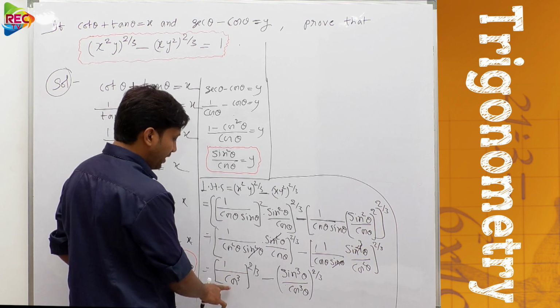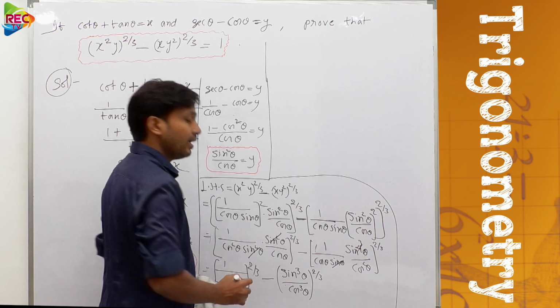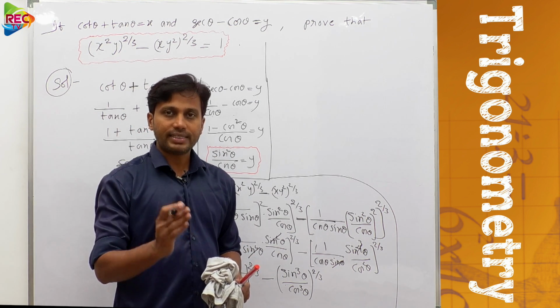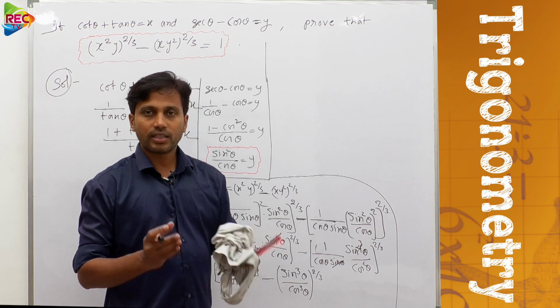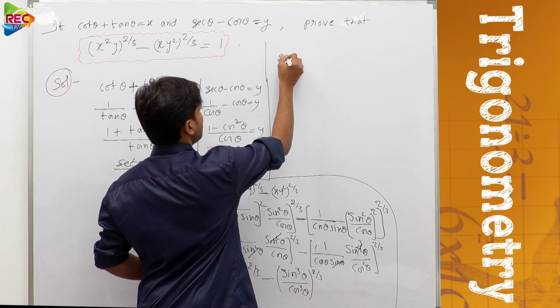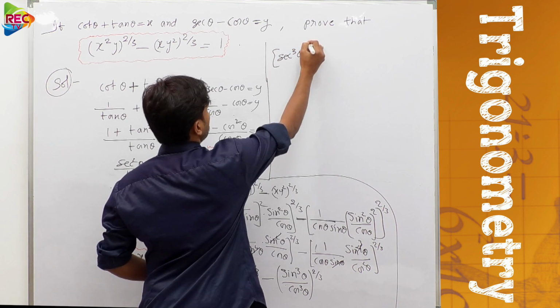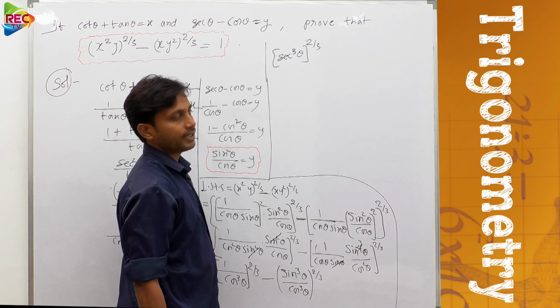Just see, 1 by cos cube theta is what? Actually 1 by cos cube theta is secant cube theta or not? Why? Because 1 by cos theta is secant theta. Okay, cos and secant are reciprocals of each other. So this can be written as secant cube theta whole to the power of how much? 2 by 3, because there is 2 by 3 inside that.